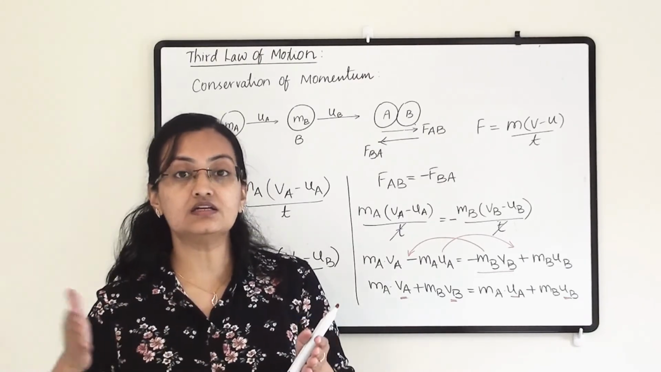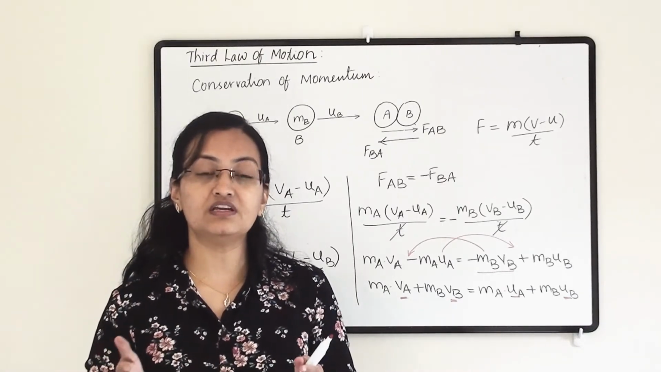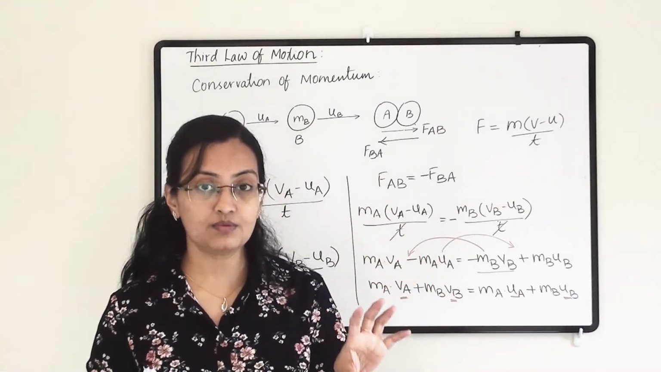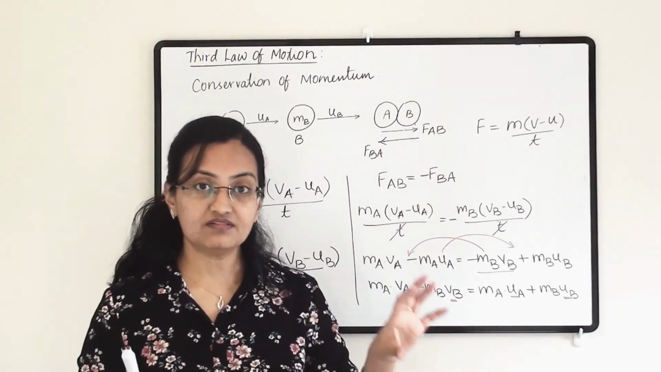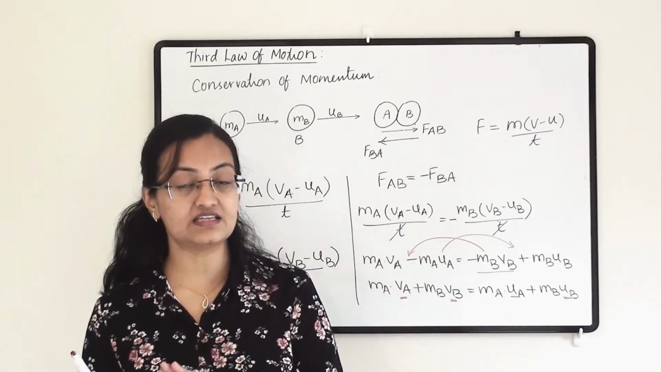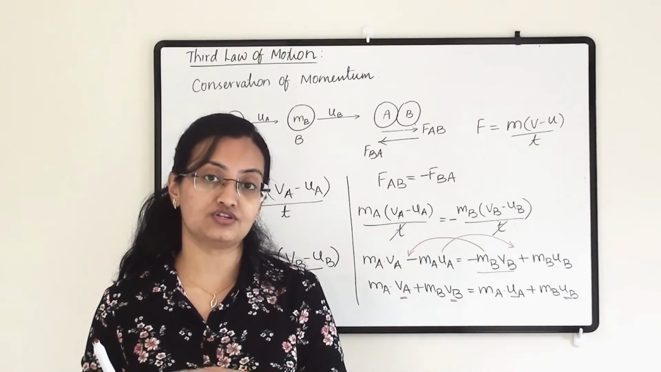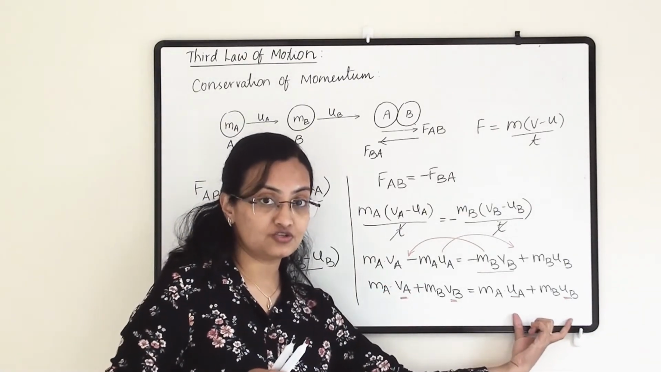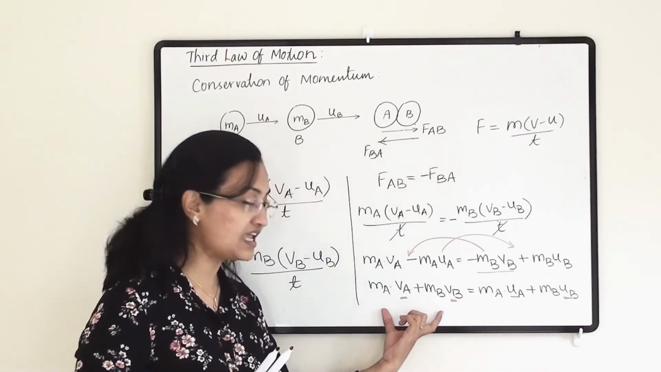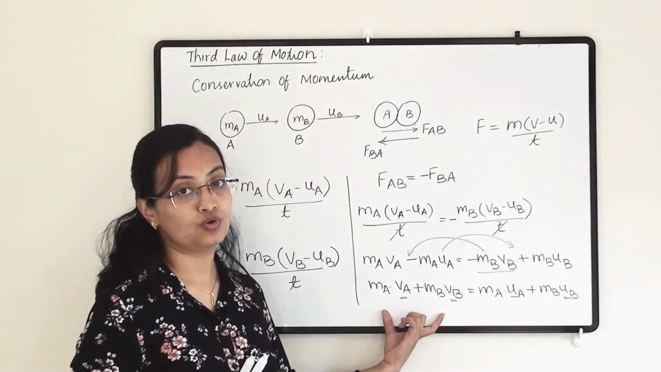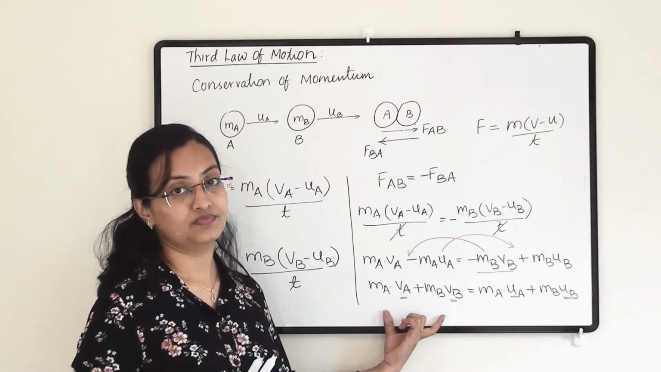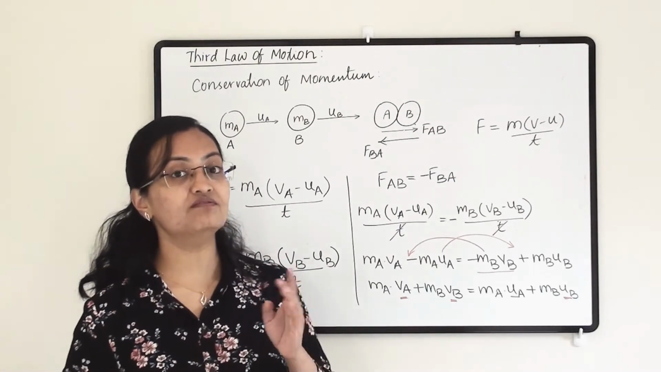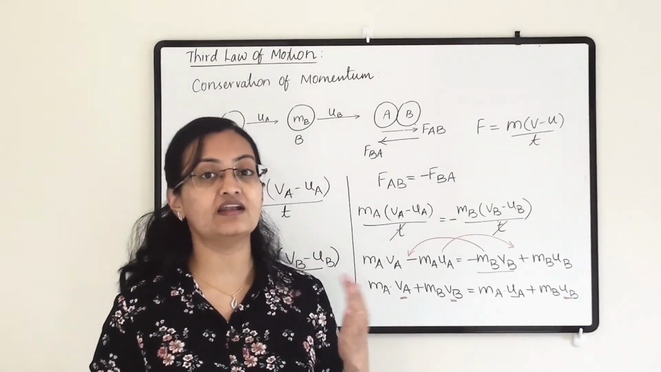So it is conserving. What is the meaning of conserving? Conserving means whatever is there, you are keeping it as it is. That is the meaning of conservation or conserving. So whatever momentum was there in the initial situation, after collision also the same momentum it will show. So it is conserving momentum. That means momentum is not changing. Momentum will remain same before collision and after collision.